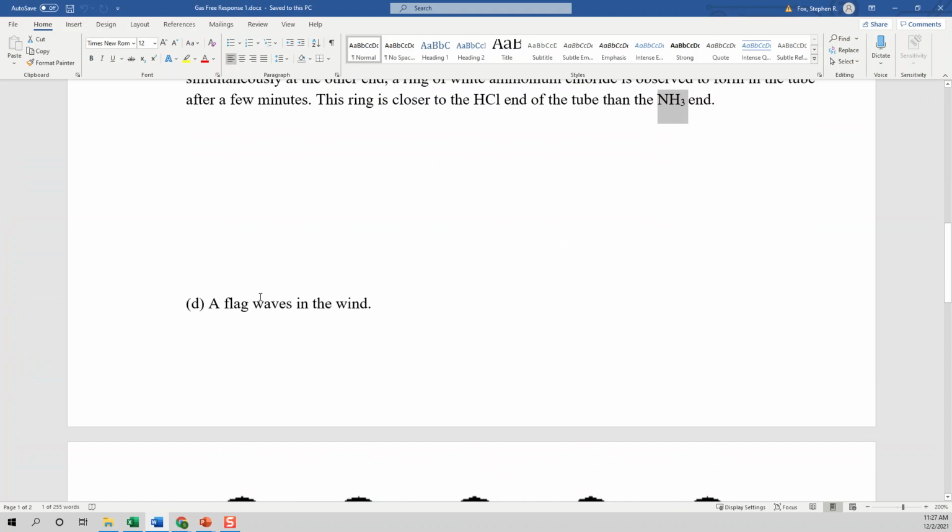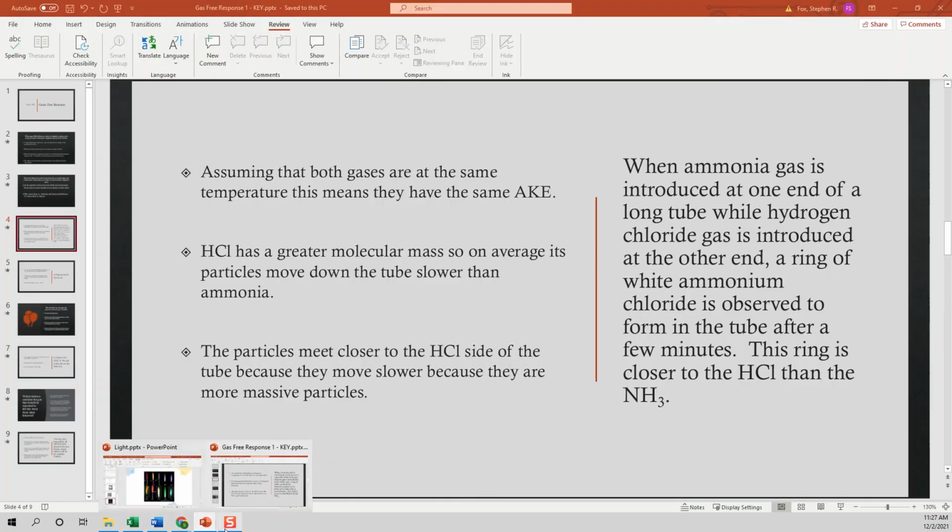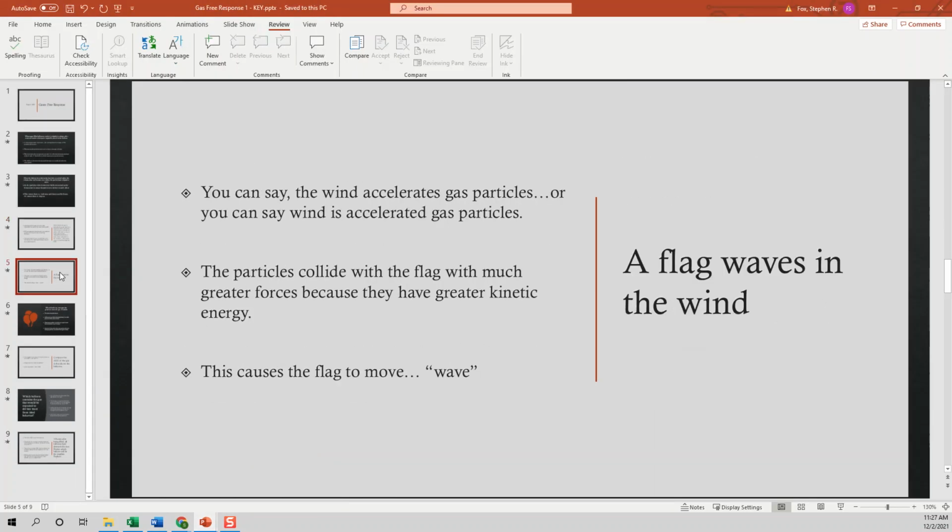All right. Why does a flag wave in the wind? It's a weird question to be on an AP exam, but yet it was. You can say the wind accelerates gas particles, or you can say wind is accelerated gas particles, right? That's what the wind is. The particles collide with the flag with much greater forces because they have greater kinetic energy. This causes the flag to move, AKA wave.